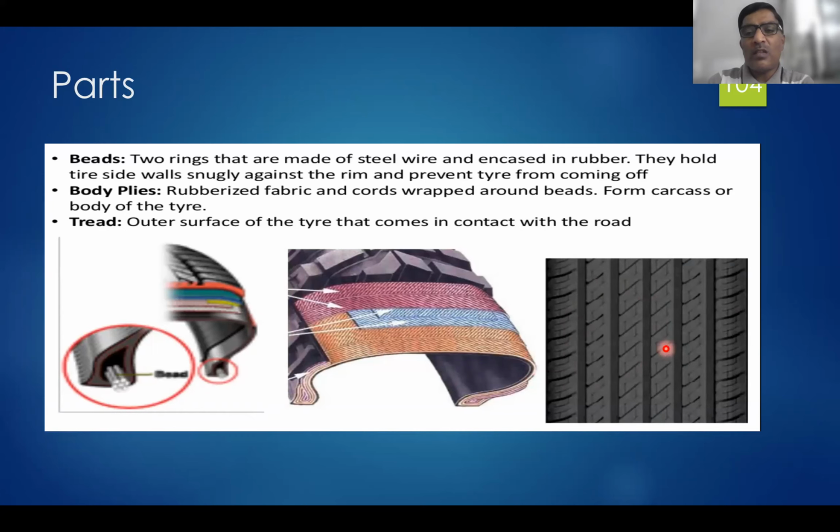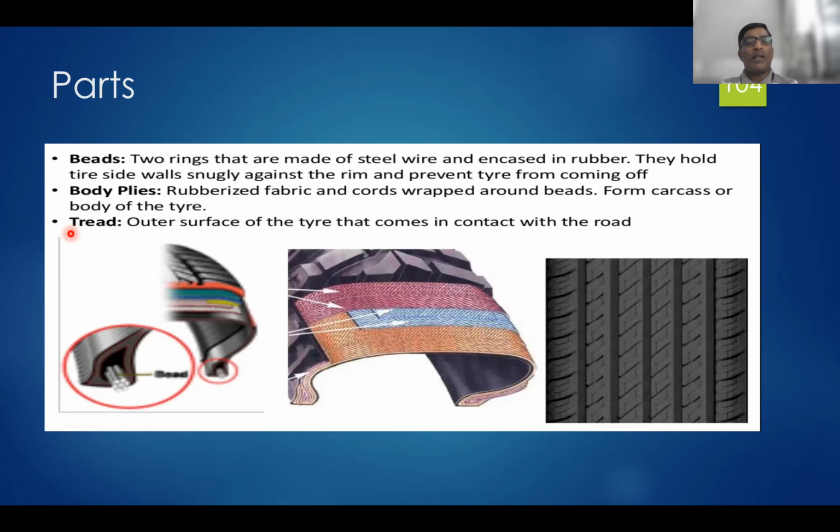So this is the external surface of the tire. This is the internal structure, which differentiates various parts in the tire. Whatever two rings that are made of steel wire and encased in the rubber, that means they are embedded in the rubber, those we are going to call beads.